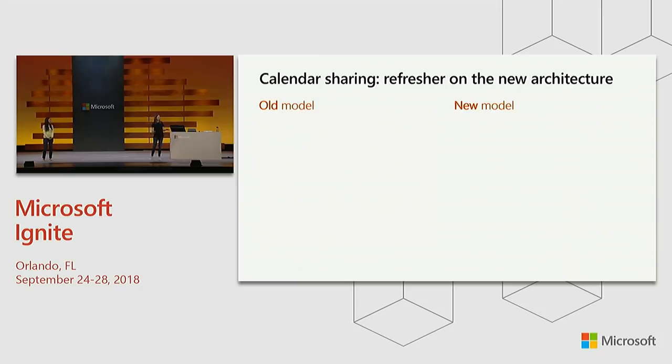OK, so we have the old model of calendar sharing, which is kind of how shared calendars have always worked, and we have the new model. So I'll explain the old model first. This will take a quick refresher here. When a delegate or a sharee is syncing their mailbox to their Outlook clients, they're reading and writing their own calendars locally from their own mailbox.